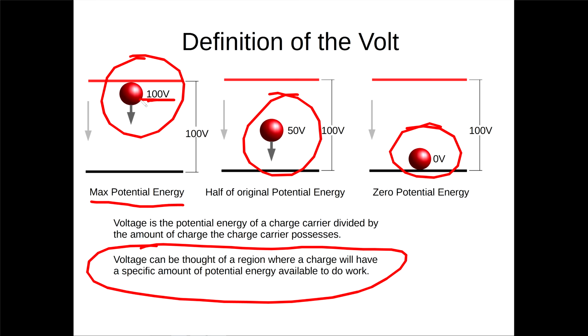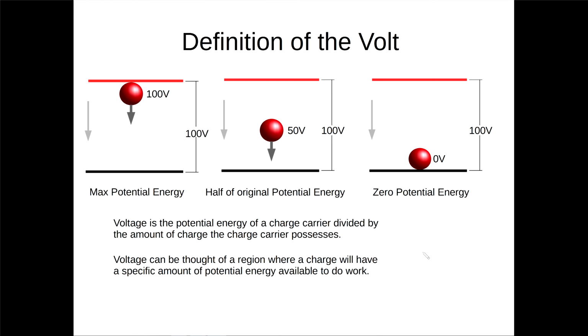As that charge moves down, it moves to another region. Down here, the voltage is 50 volts, and this particle will have the ability to do half as much work now, because its potential energy is half the original potential energy. And likewise, if that particle is down at a voltage of 0 volts, it has zero potential energy, or the ability to do no work. So it cannot do any work really.